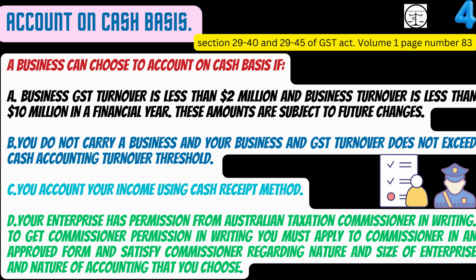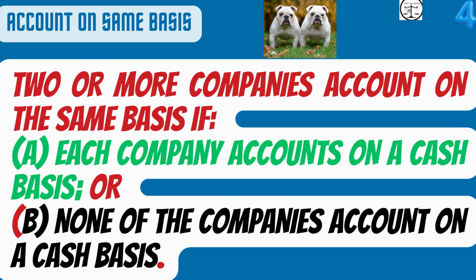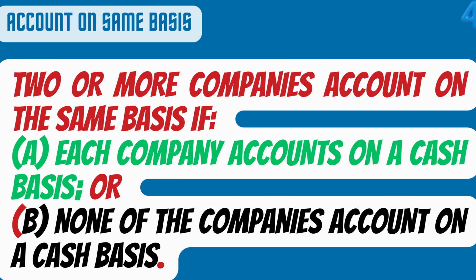To get the Commissioner's permission in writing, you must apply to the Commissioner in an approved form and satisfy the Commissioner regarding the nature and size of the enterprise and the nature of accounting that you choose. Word number 4. Account on the same basis. Two or more companies account on the same basis if A. Each company accounts on a cash basis, or B. None of the companies account on a cash basis.